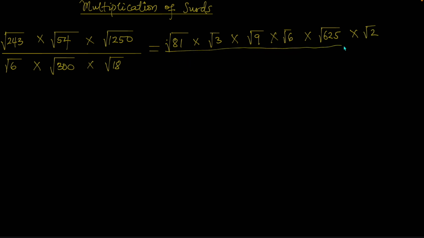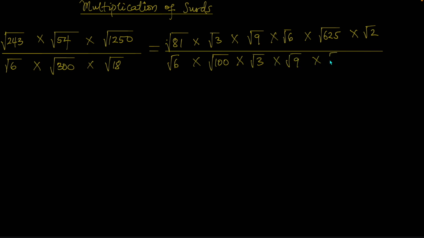Now for the square root of 6, it remains as it is. Then this goes as the square root of 100 multiplied by the square root of 3 multiplied by the square root of 9 times the square root of 2, and that is for 18.